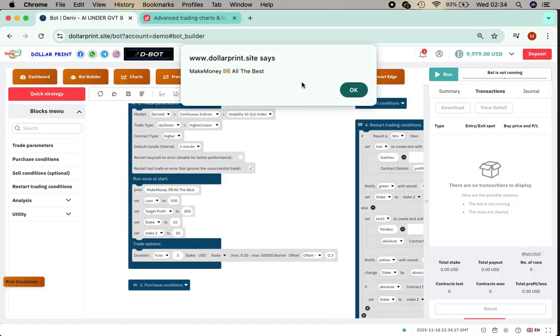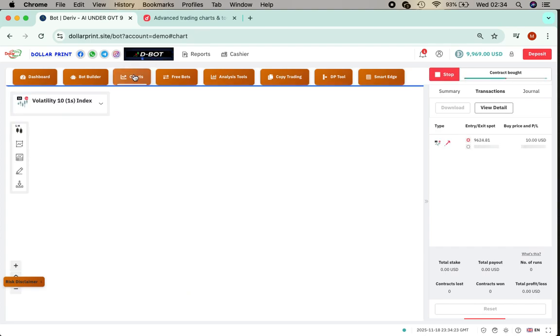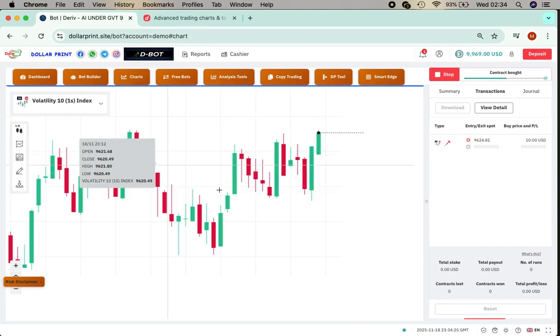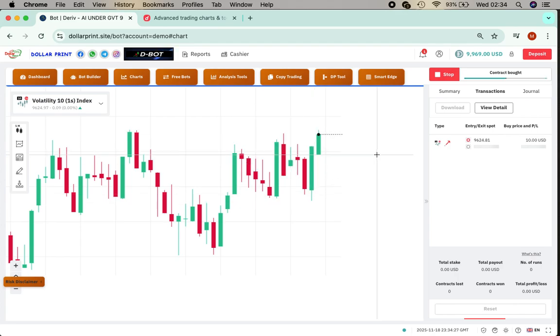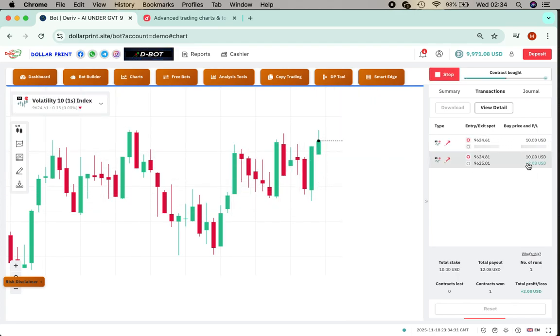So you can take a few runs, and also you can confirm on these charts here if the market is on an uptrend. You can see it is still on an uptrend, volatility 10, and the first run is a win. So this is now the barrier.